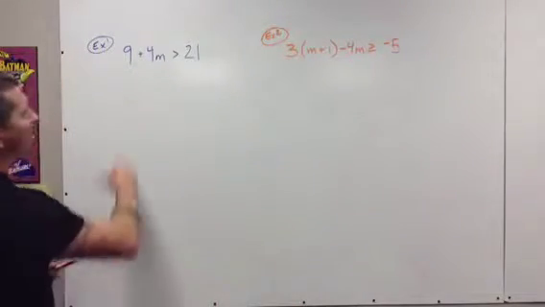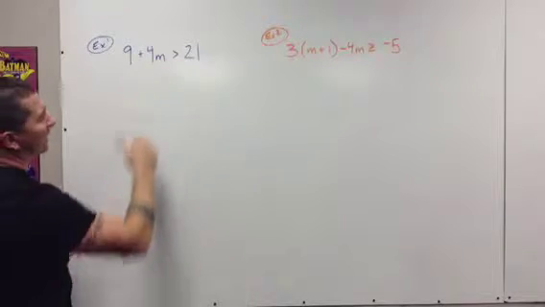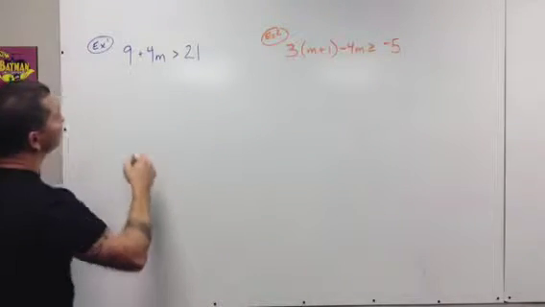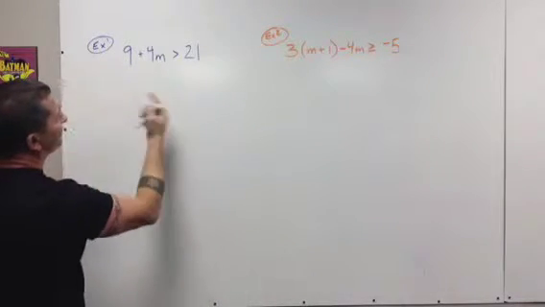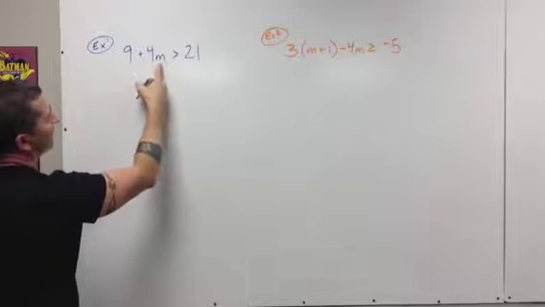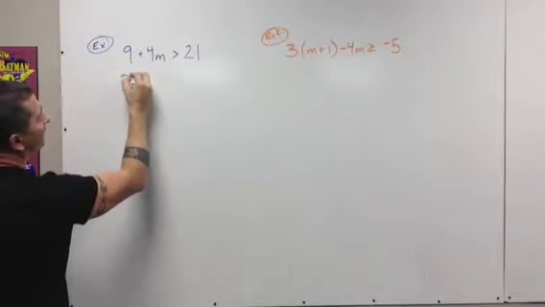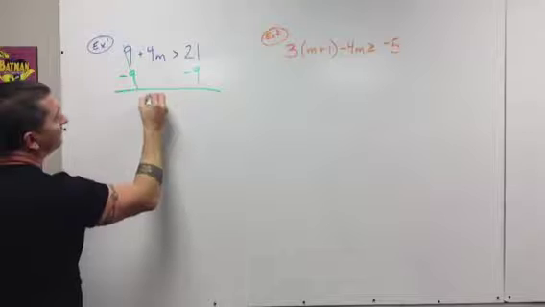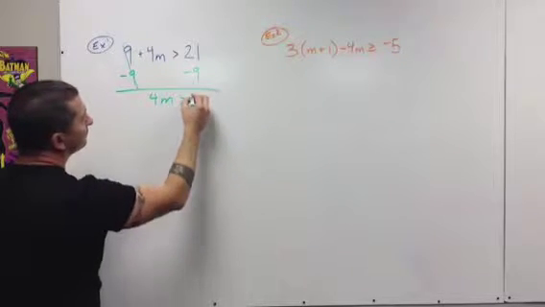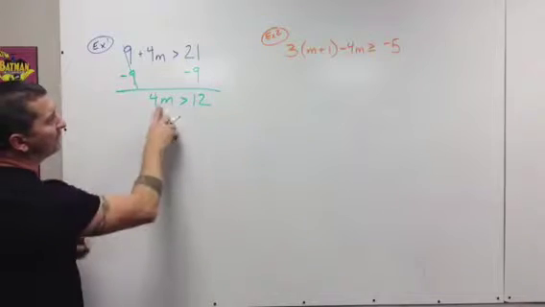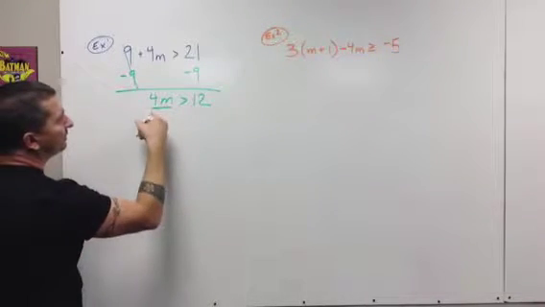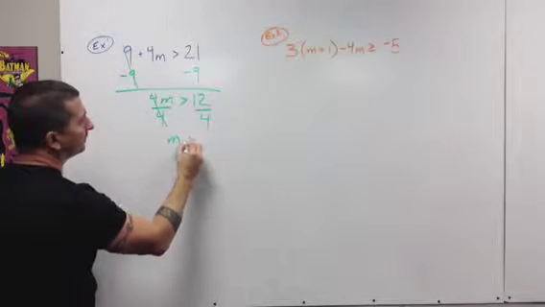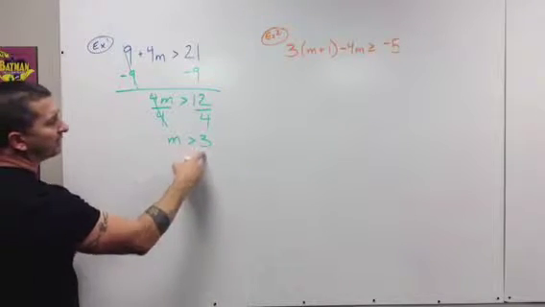The first problem, we have 9 plus 4m is greater than 21. Now we work these just like equations. So this would be a 2-step inequality, and we work it just like a 2-step equation. So we're going to isolate the variable m. We do that by subtracting 9 from both sides of the inequality. And then our next step will be to divide by our coefficient, which is 4. We're left with m is greater than 3.